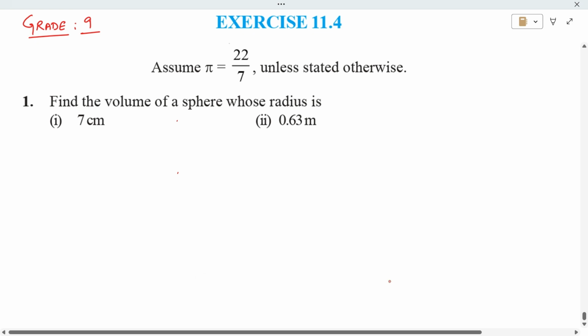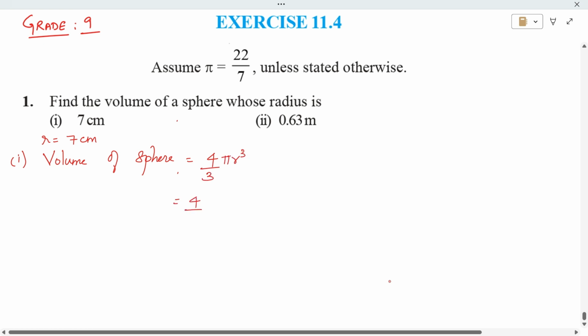Question number 1, find the volume of a sphere whose radius is 7 centimeter. So here the radius is given as 7 centimeter, isn't it? So what is the formula for volume of a sphere? 4 by 3 pi r cube.